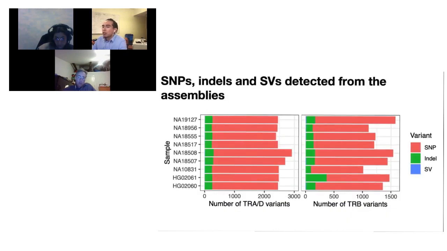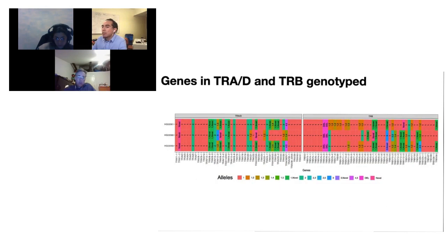Similar to IGH, we use these assemblies to identify SNPs, indels, and structural variants, and to genotype the genes that are present in these loci.